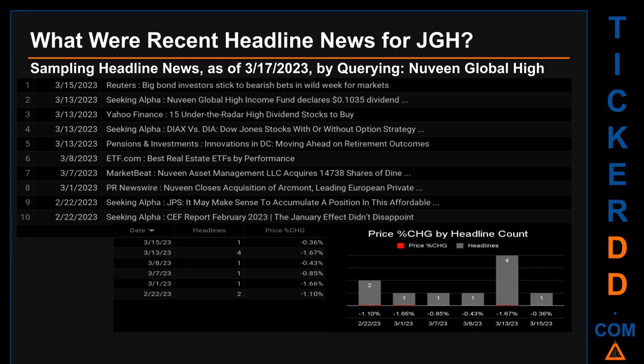Monday, March 13, 2023 had the most headlines. It had 4 discovered headlines when Seeking Alpha published the headline that read, "Nuveen Global High Income Fund declares $0.1035 dividend." Yahoo Finance published the headline that read, "15 under the radar high dividend stocks to buy." Seeking Alpha published the headline that read, "DIAX versus DIA. Dow Jones stocks with or without option strategy." Pensions and Investments published the headline that read, "Innovations in DC, moving ahead on retirement outcomes."